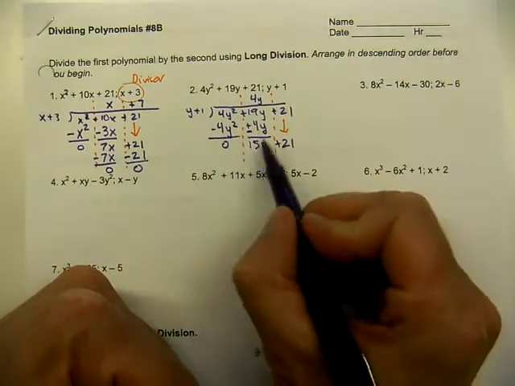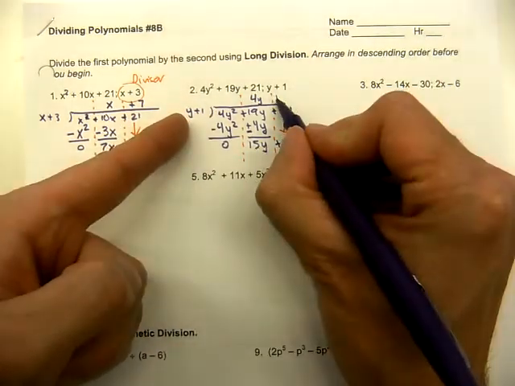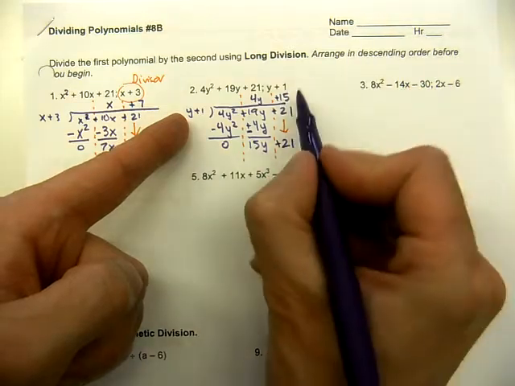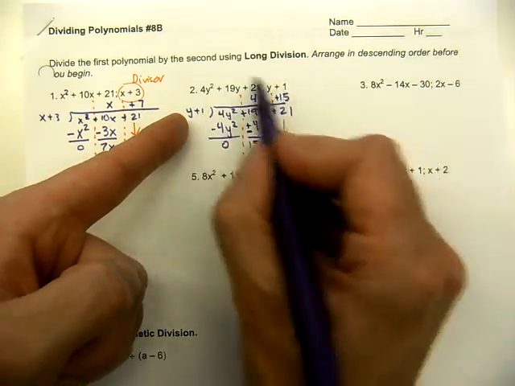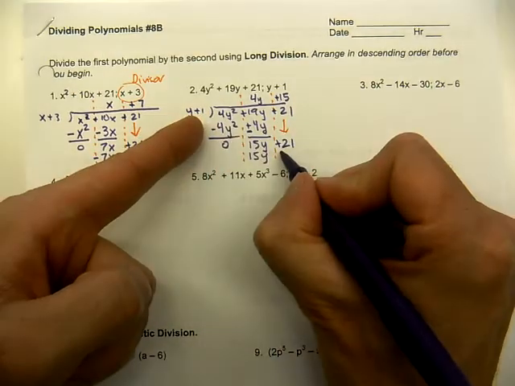Something times y must give me the 15y. Again, we're looking at just the first pair, and we'll need a 15. So positive 15 is what we want. And now let's distribute to the divisor. So 15 times y is 15y. 15 times 1 is 15, right?